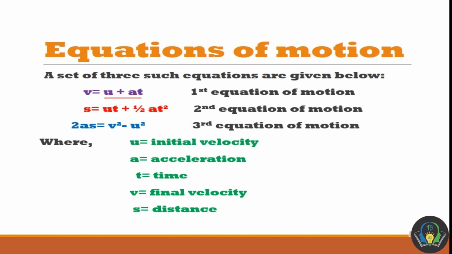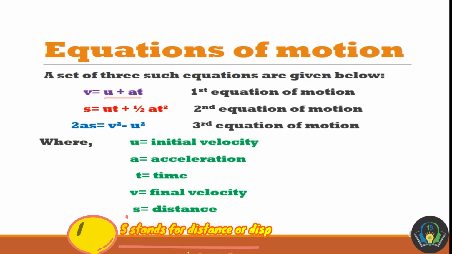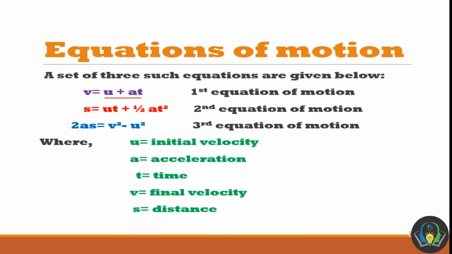u stands for initial velocity, a stands for acceleration, t stands for time, v will be the final velocity, and s represents distance. Remember, s is not speed, it is distance or displacement. So now these are the three equations which we are supposed to derive by the graphical method. So let's get going.